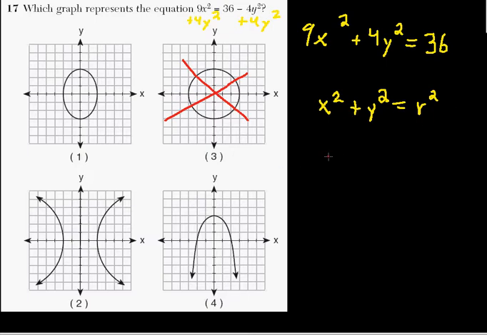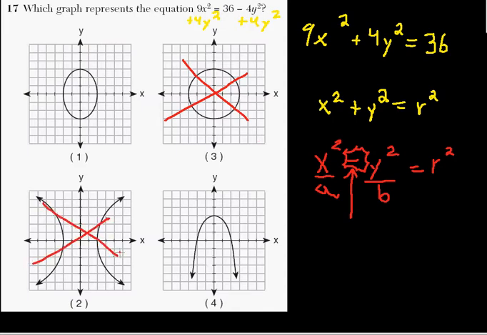If it was a hyperbola, if it was graph number 2, it would be x squared minus y squared equals r squared. Moreover, it would be x squared over a and then y squared over b. A and b could be equal, they could be different, whatever, but the point is there's a minus sign here. That's the key feature. And here we have a plus sign. So it is not the hyperbola.